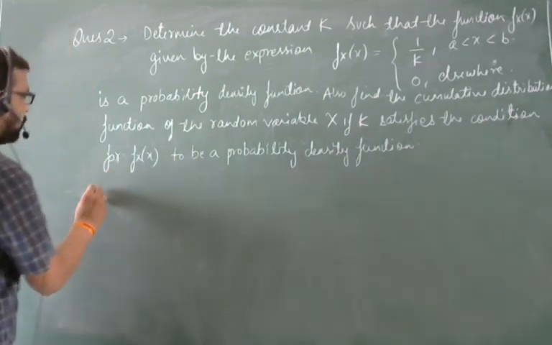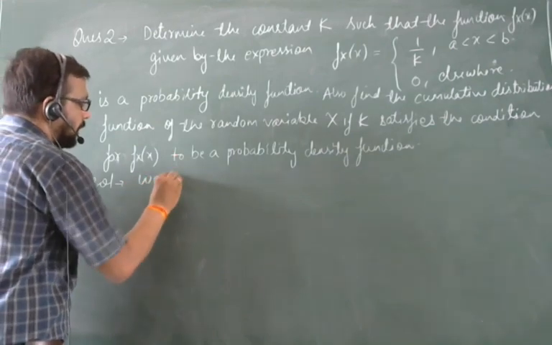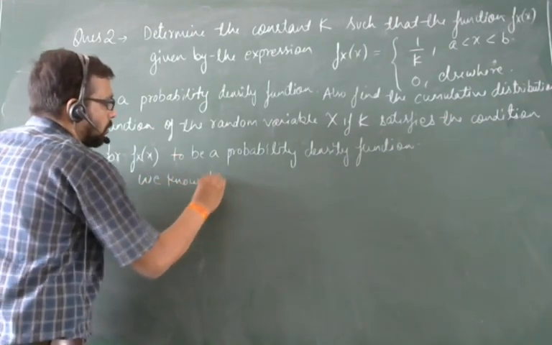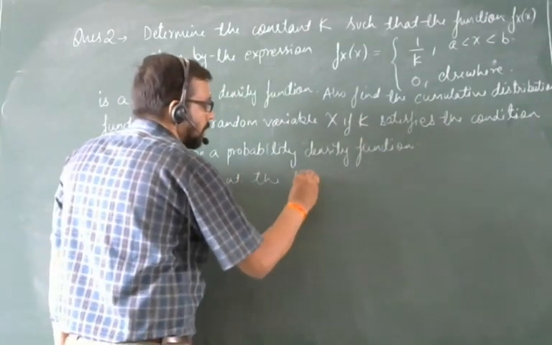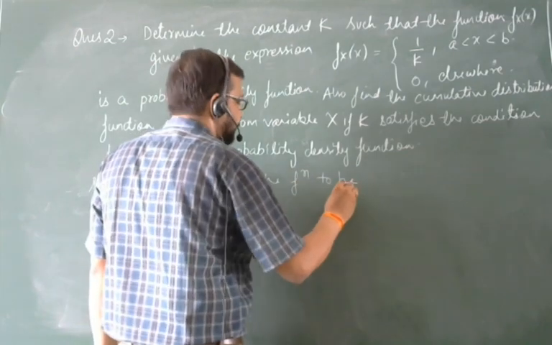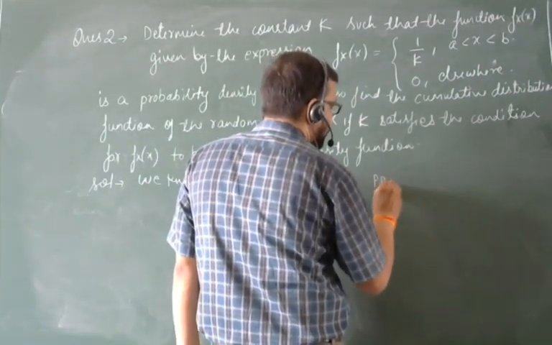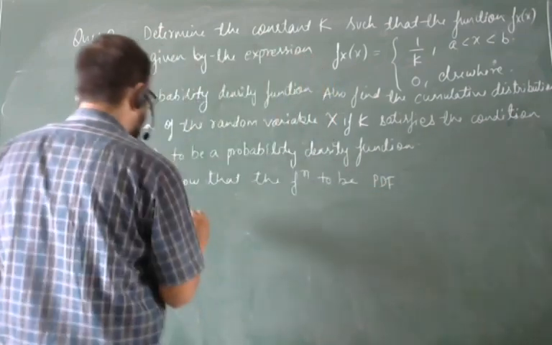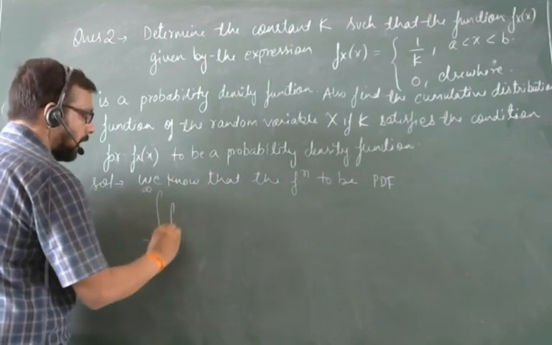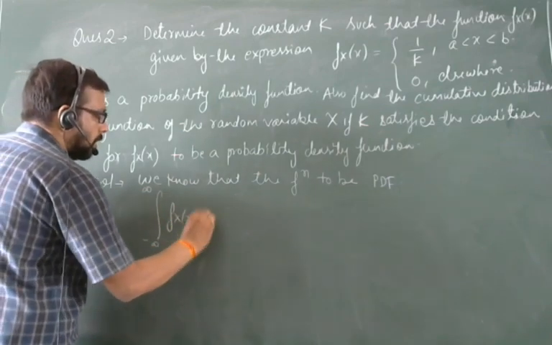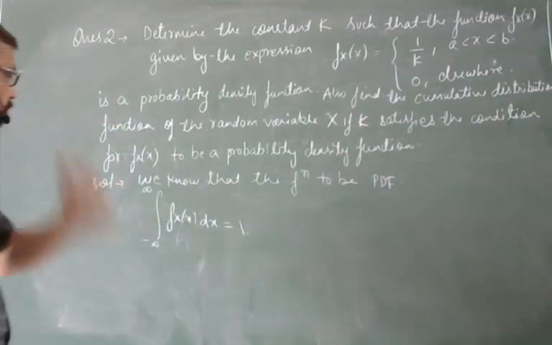Okay. Now the first part. We know that for the function to be a PDF, minus infinity to infinity f of x dx is equal to 1. This is your second property. We will use this property.